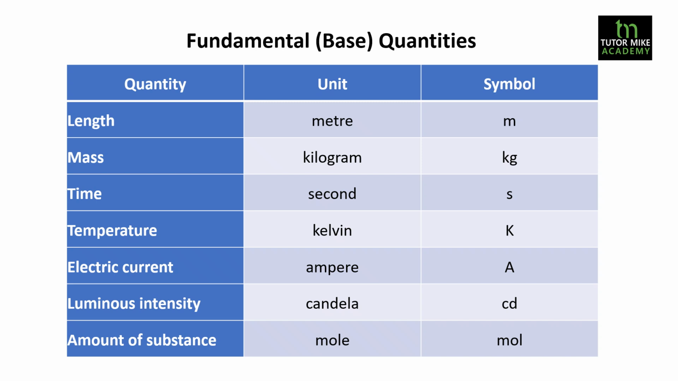The same thing is applicable to temperature, which is Kelvin, and electric current, ampere, and the symbol is capital letter A. Luminous intensity is measured in candela, that is the unit for luminous intensity, and amount of substance is the mole. All these are the seven fundamental quantities. Fundamental, that is, they are the base quantities.